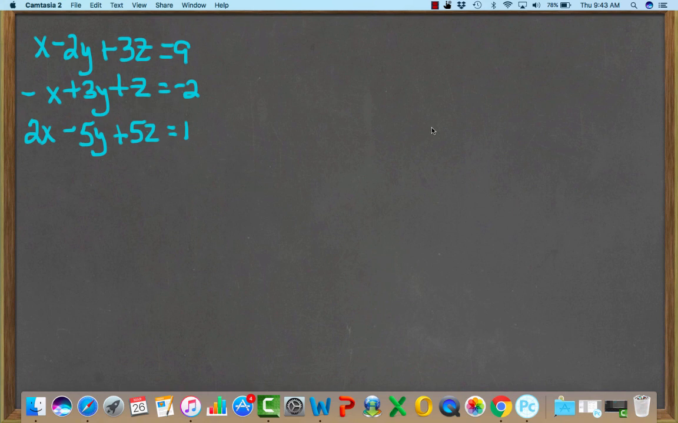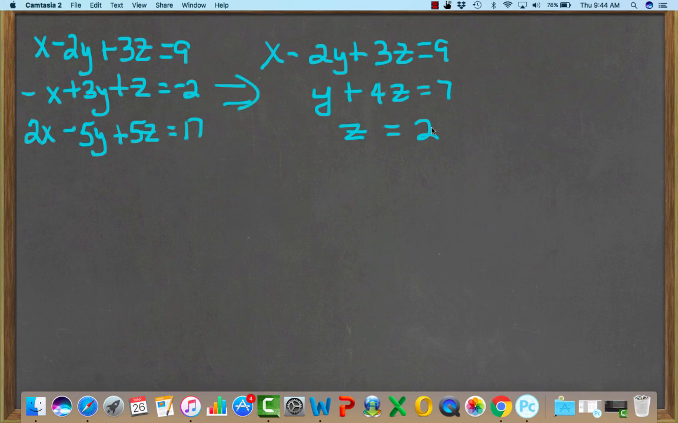So the rest of this video is going to be working on how we took this system of equations and came up with our row echelon form of x minus 2y plus 3z equals 9, y plus 4z equals 7, and z equals 2. So how did I get from here to this second set of equations? That's really what we're working on, and that's what your assignment is really going to involve. There are actually multiple ways to do this, but this way will always work.